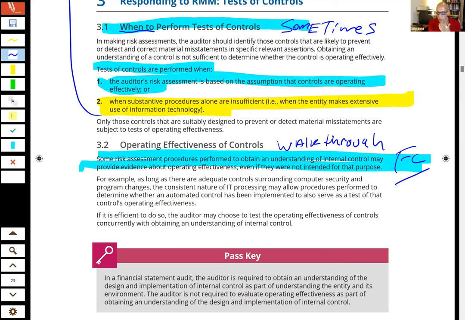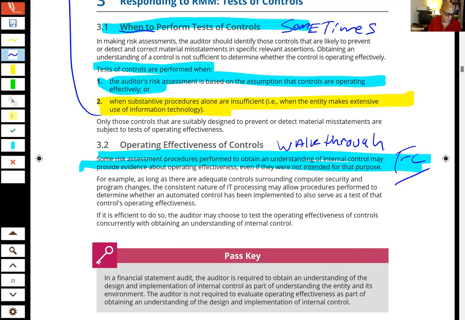So let's say we decided, well, we're going to look at 50 days worth of transactions to see if the controls have operating effectiveness. Well, if we looked at that one day, then when we start looking at, say, documents like those inventory control sheets that I talked about last time for the jewelry shop, we would only look at, what, 49 more, right?